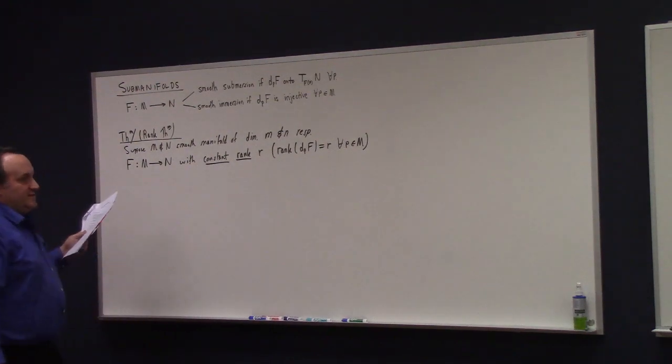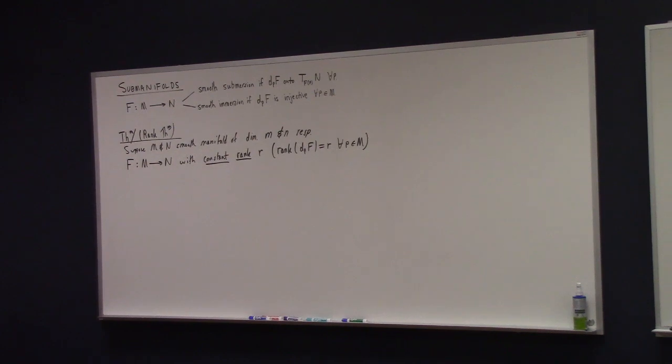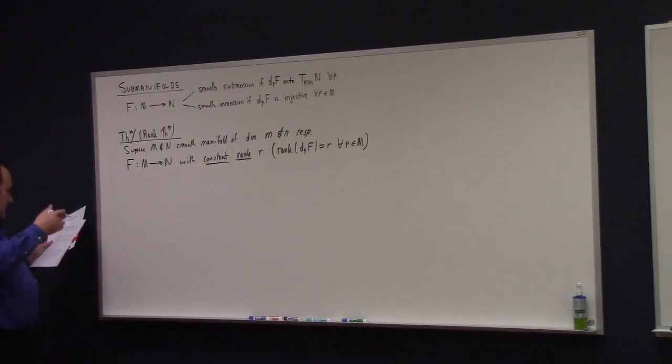What's the rank of the differential? That's the dimension of the image of the differential at each point. Or if we were to choose a coordinate system, it would be the dimension of the column space of the matrix which represents the differential, namely the Jacobian matrix. So there's that.